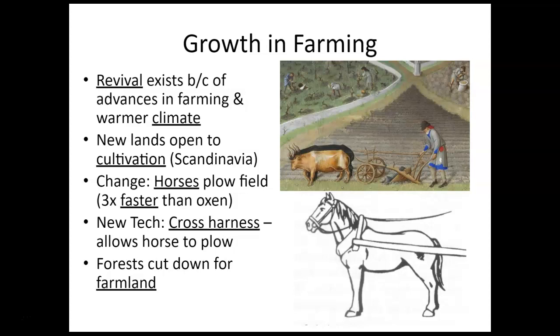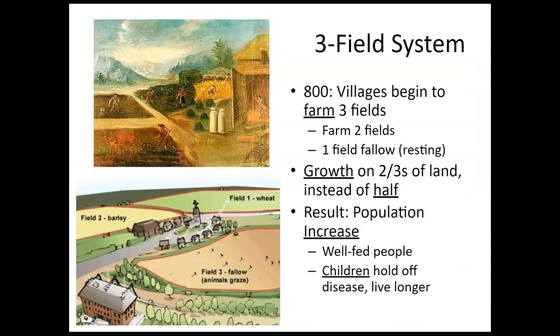Some changes: you see horses put on to plow fields. That's different from primarily seeing oxen used to plow the fields. Horses move a lot quicker than oxen, so they're able to plow the fields much faster. Why they're able to do this is a new piece of technology, the cross harness, which they put on the horse, and it just hooks up to them. It allows the horses to be very comfortably hooked up to the plow, and then they can go in. Because of this faster plowing and being able to get more fields done, you see more forests cut down for farmland, and if you have more farmland, you can grow more food. Better climate leads to a population explosion.